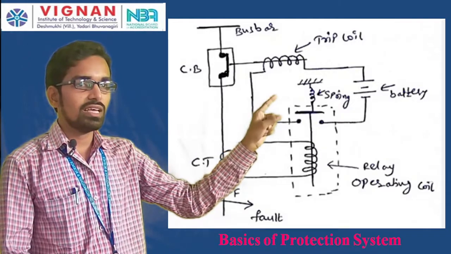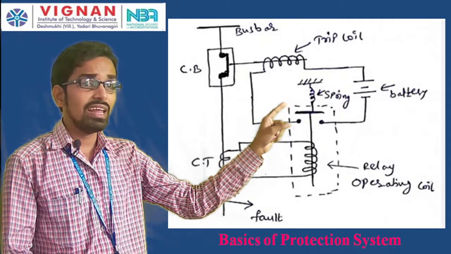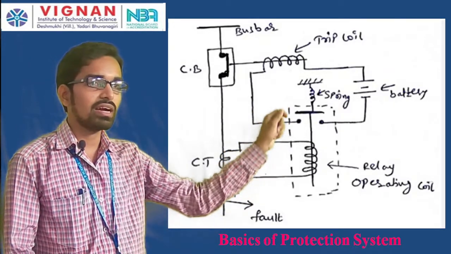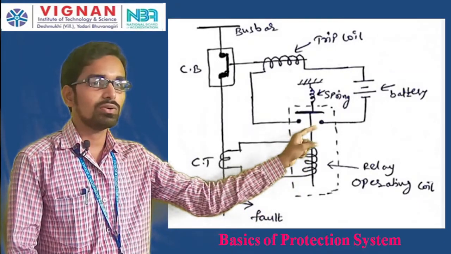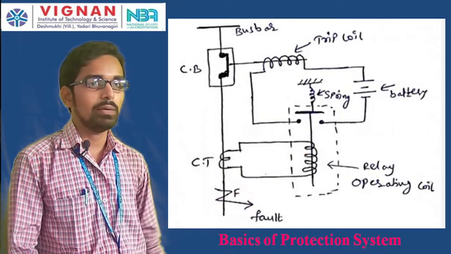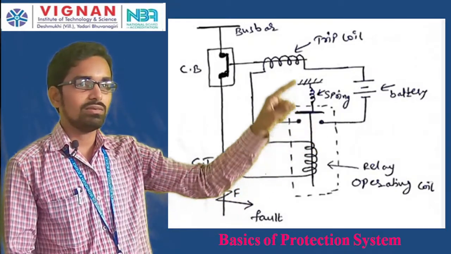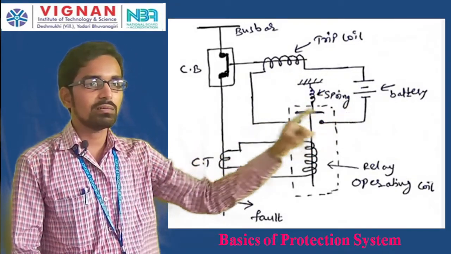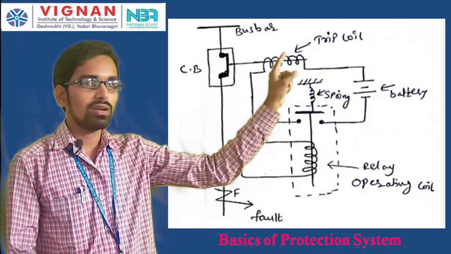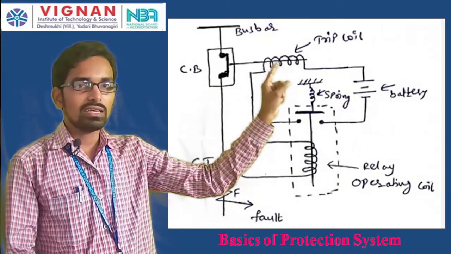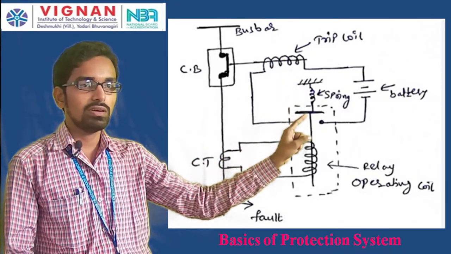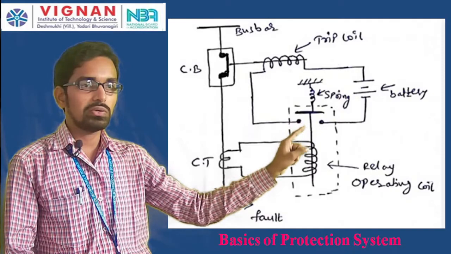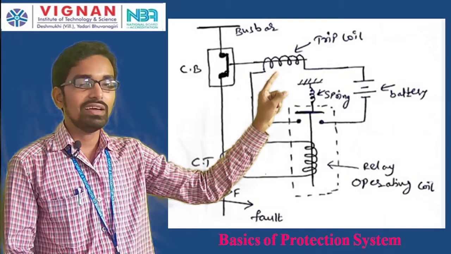So, if this Fr is less than this F naught, then the plunger is going to move down. That means it will close the contacts of the relay. Then the DC supply is given to the trip coil, and the trip coil gets energized. Whenever the trip contacts of the relay close, the trip coil is energized.